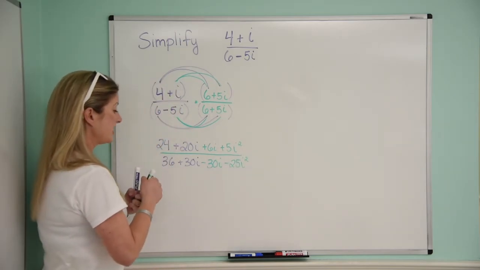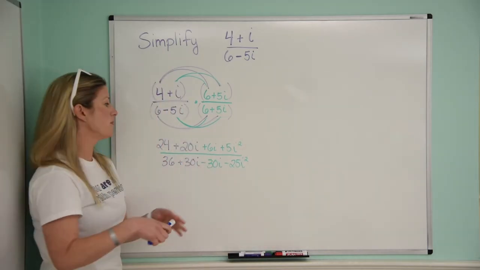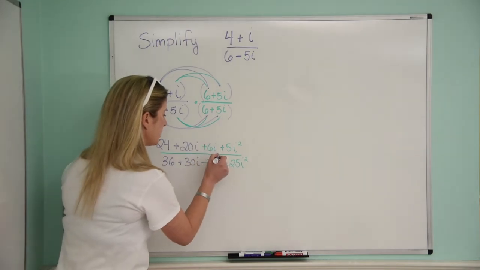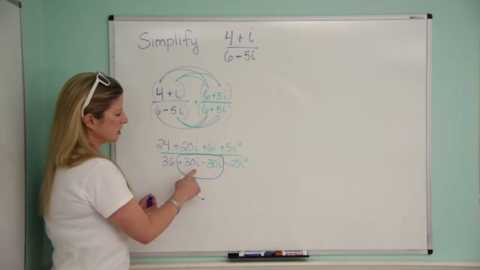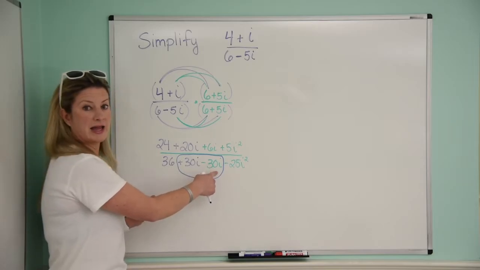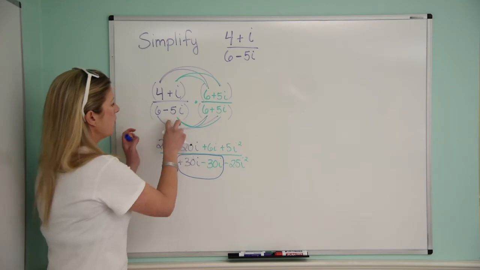All right, so then take a look. This is what's going on. This is the whole reason that we multiply by the conjugate right here. Look at this. I've got plus 30i minus 30i. So those i's go away, right? That's the whole point. We actually created it.